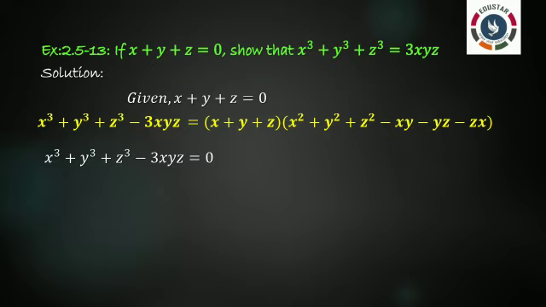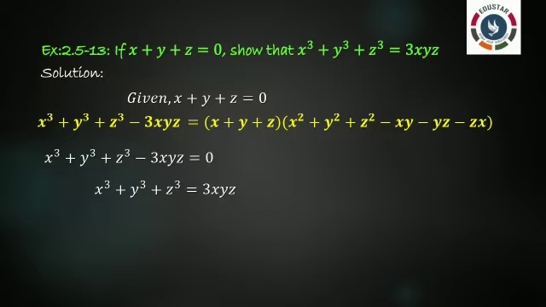0. Now bring the minus 3xyz term to the RHS. Then we will get x cube plus y cube plus z cube is equal to 3xyz. So we have proved what? If x plus y plus z is equal to 0, then x cube plus y cube plus z cube is equal to 3xyz. Now let's move to the next sum.